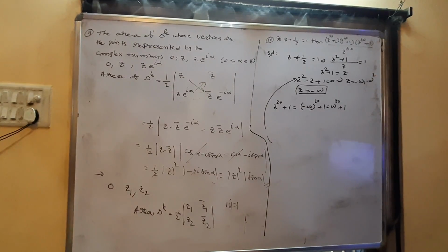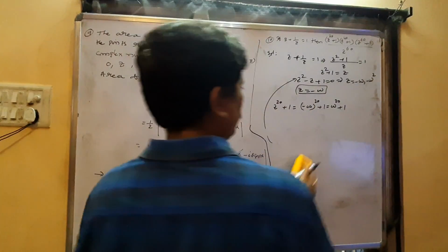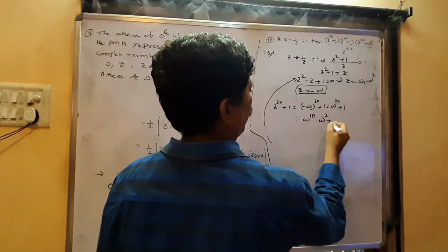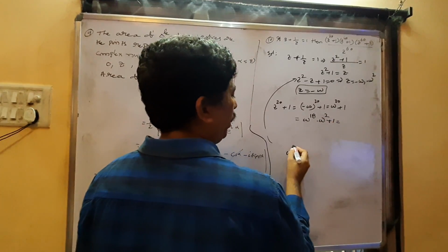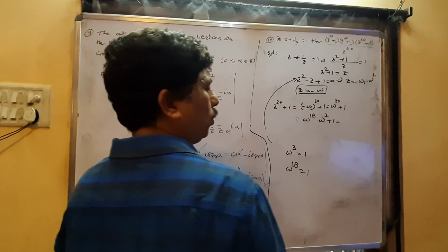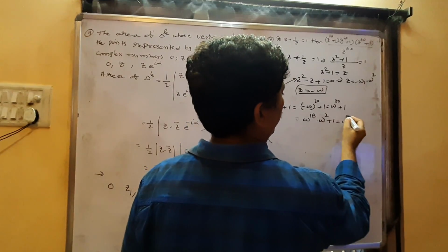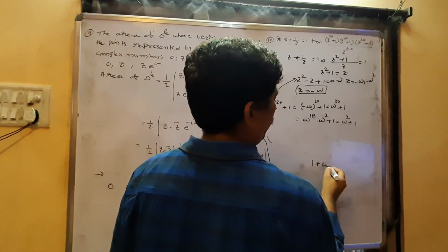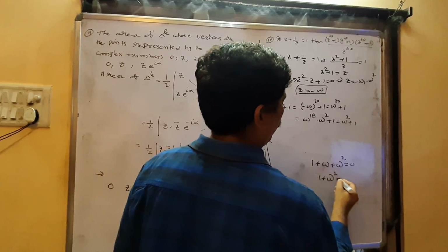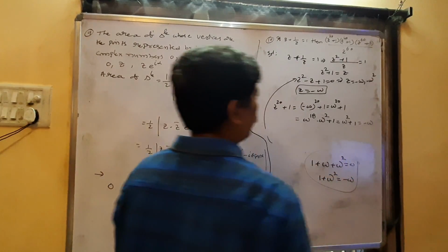Nearby multiple of 3 to 20 is 18, so this is ω^18 into ω² plus 1. ω³ equals 1, so ω^18 is also 1. So directly, 1 into ω² plus 1. 1 plus ω² equals minus ω, since 1 plus ω plus ω² equals 0. So finally we get minus ω.